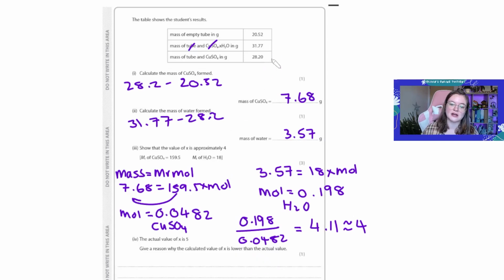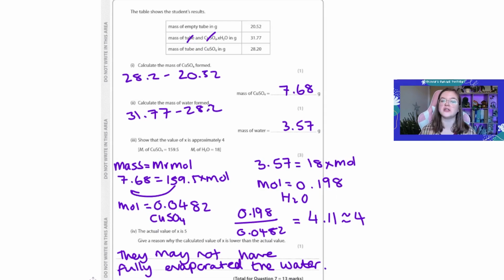Well, if these masses are off, it's going to be off, right? So what they could have done is not fully evaporated the water. If some's still in here, then our copper sulfate mass is too big and our water mass is too small. Therefore, they may not have fully evaporated the water, so they haven't gotten rid of all the water. But there we are. That will be the end of question 7.